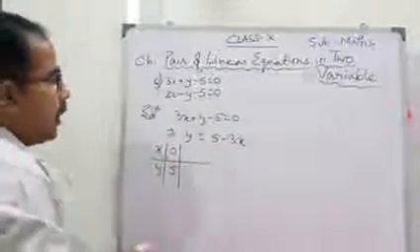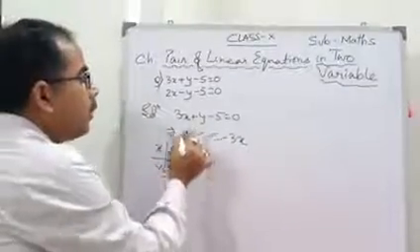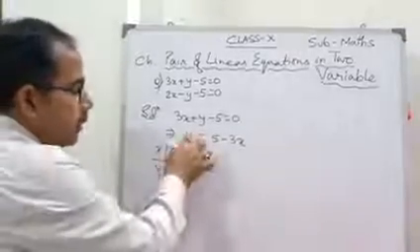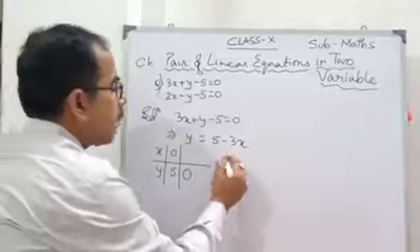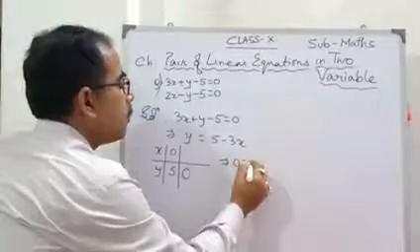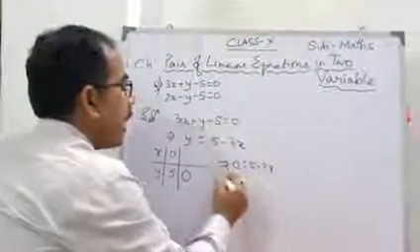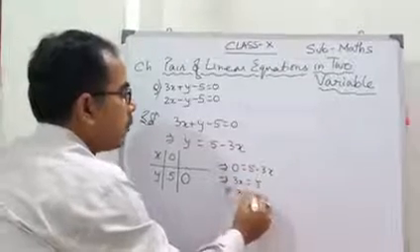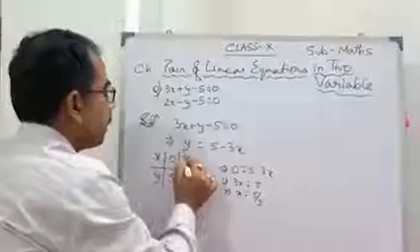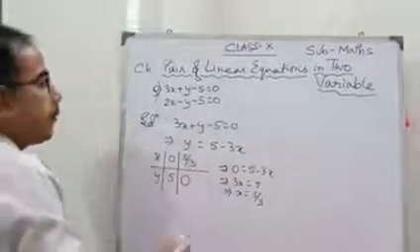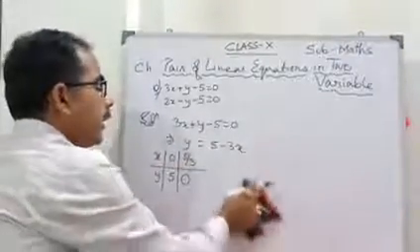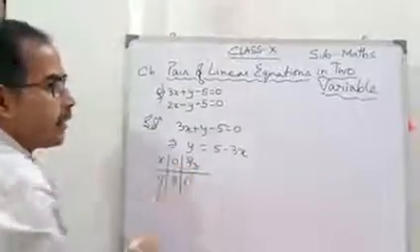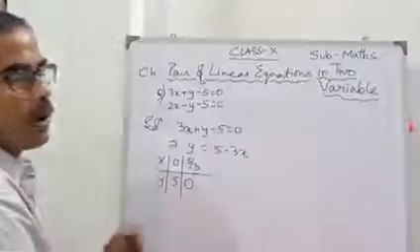Next, if you take y equal to 0, then 0 equals 5 minus 3x. So ultimately you get 3x equals 5, or x equals 5 by 3. Now one question is coming to your mind: sir, why have you taken x equal to 0 once and y equal to 0 once?